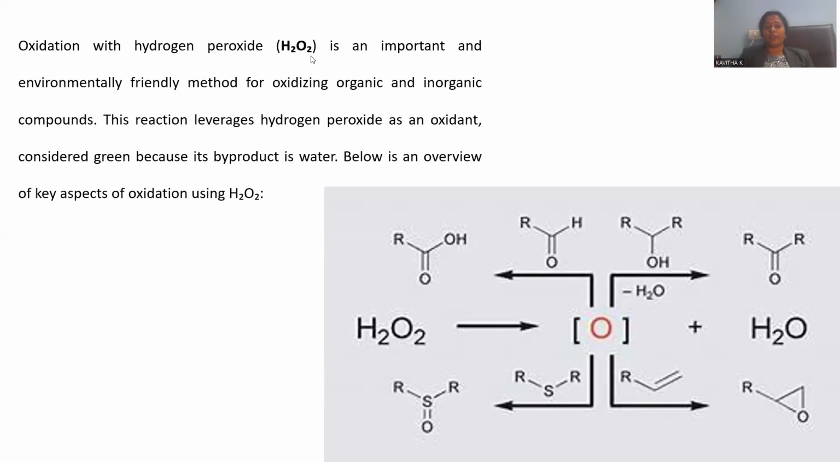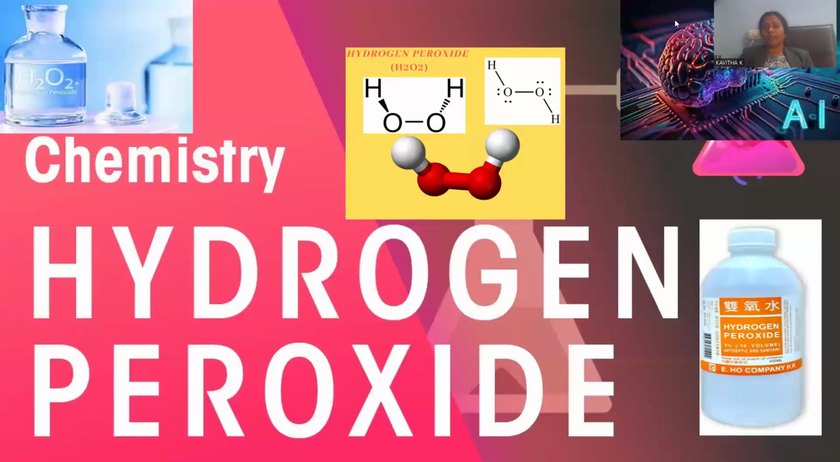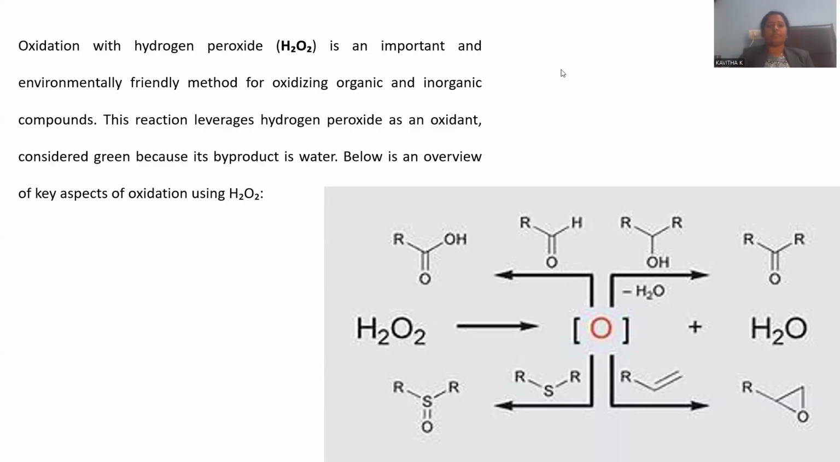Oxidation with hydrogen peroxide is an important and environmentally friendly method. Before discussing this, let me stress the session is powered by AI. AI stands for artificial intelligence, the content is retrieved from artificial intelligence, so we can say it is an AI powered session. Oxidation with hydrogen peroxide is an important environmentally friendly method for oxidizing organic and inorganic compounds.